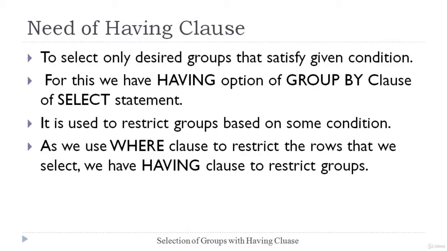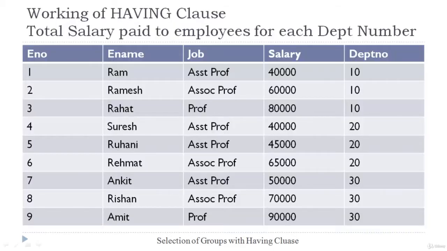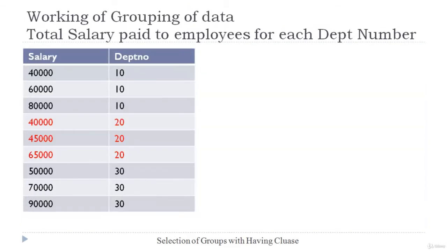Let's understand this operation with the help of employee database. Here, we have to find total salary paid to employees for each department. As we know, in this operation, salary and department number column will play important role. Let's simplify this data by selecting only these two columns. So first step will be to make a grouping on department number column. Here three groups will be formed, one for department number 10, another for department number 20, and third for department number 30.